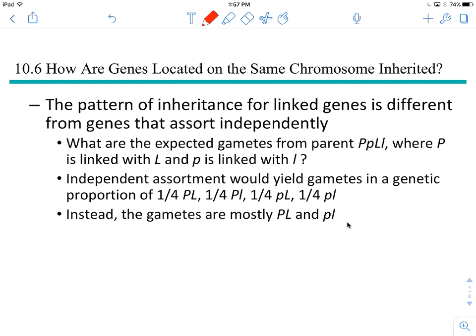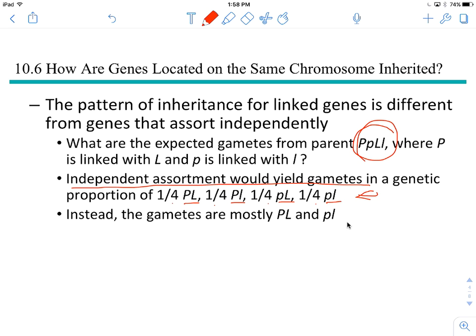If we have this parent here, knowing what we know about dihybrid crosses, we would predict that independent assortment would yield the following gametes: two dominant alleles, one dominant and one recessive, the other dominant and the other recessive, and two recessive. And they'd be about an even distribution. You get 1 out of 4 of each of these.